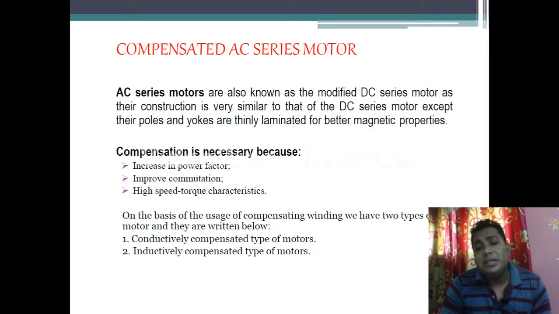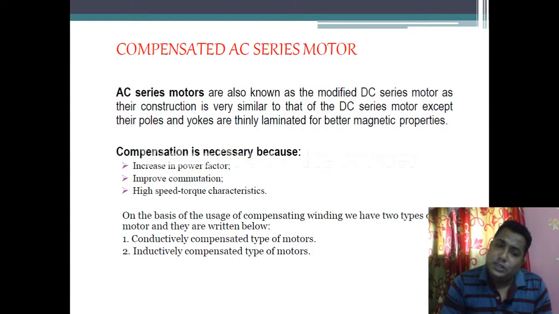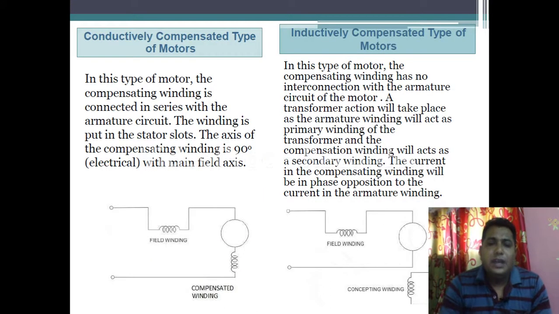On the basis of the use of compensated winding, we have two types of motor, and they are conductively compensated type of motors and inductively compensated type of motors. Once again I am repeating, conductively compensated type motors and inductively compensated type motors. Okay, so let us see what those are and what characteristics they have. So first we will start with the conductively compensated type of motors.